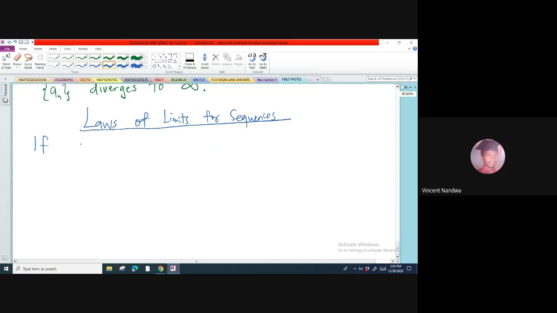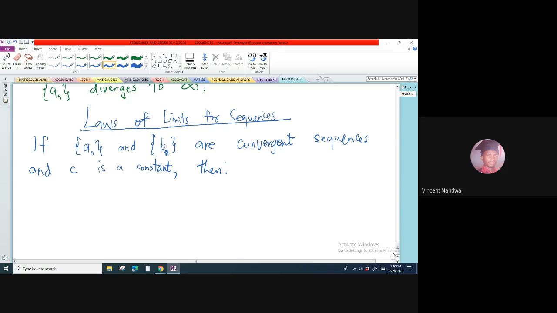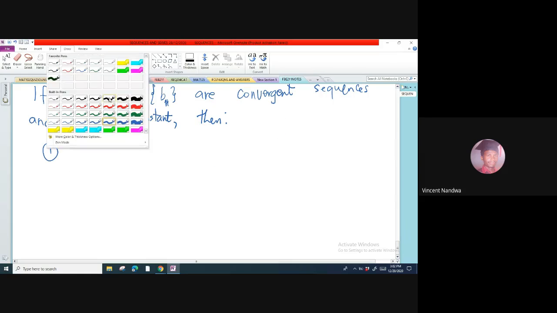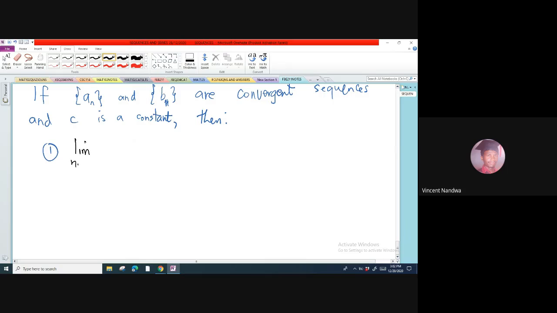So if a_n and b_n are convergent sequences and c is a constant, then the following laws hold. One, the limit as n approaches infinity of a_n plus b_n is equal to the limit as n approaches infinity of a_n plus the limit as n approaches infinity of b_n.